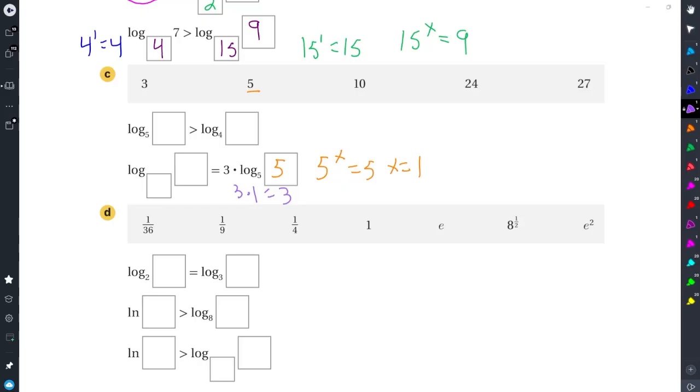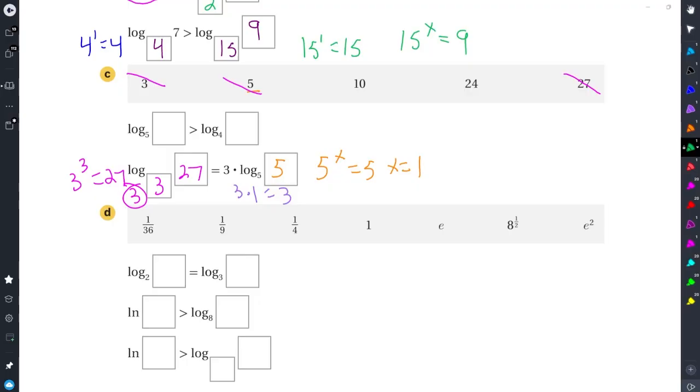So now I've got to make this left side equal to 3. Well, if I do log base 3 of 27, it becomes 3 raised to what power is equal to 27? 3 to the third power is 27. So this is also equal to 3. All right, so I've used this one, and that one.